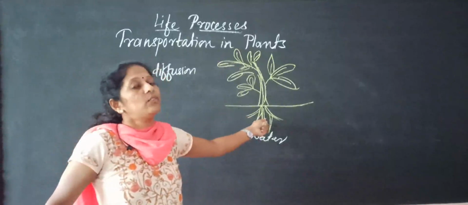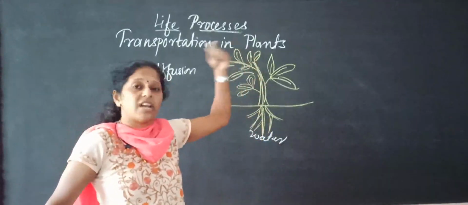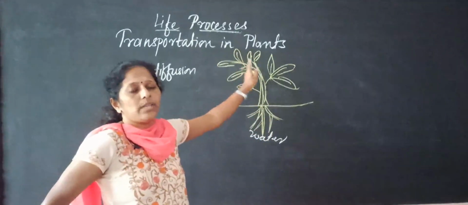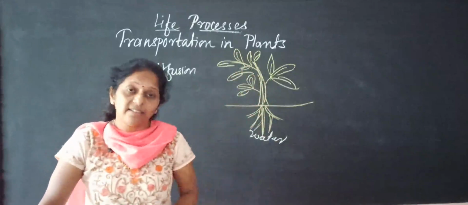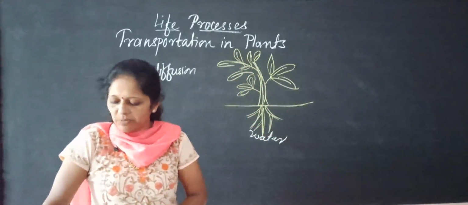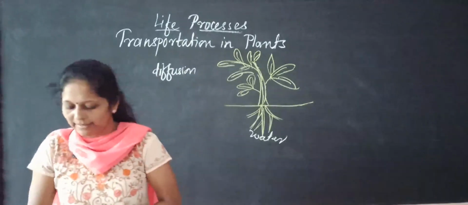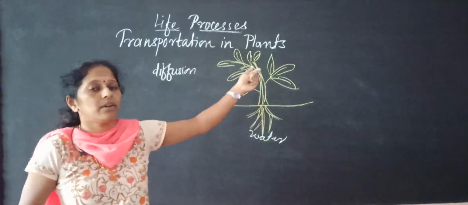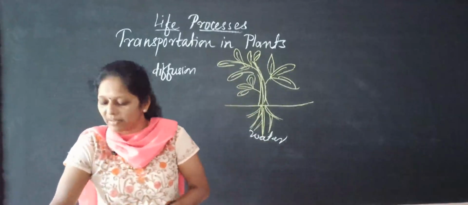Up to here the plants absorb with the help of roots, okay, but the water needs to be transported to the different parts of the body, and the food formed in the leaves needs to be transported to the stem and the roots. Here it is a large distance, so diffusion is not sufficient to provide raw materials like water to the leaves, and the energy prepared in the leaves to the roots.